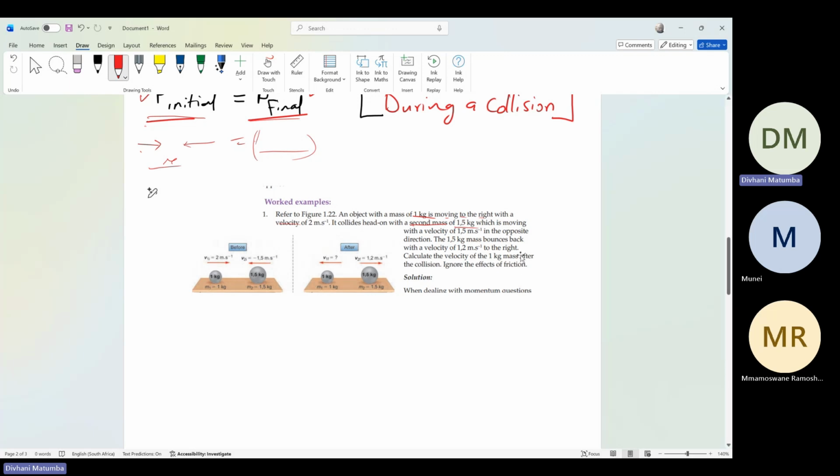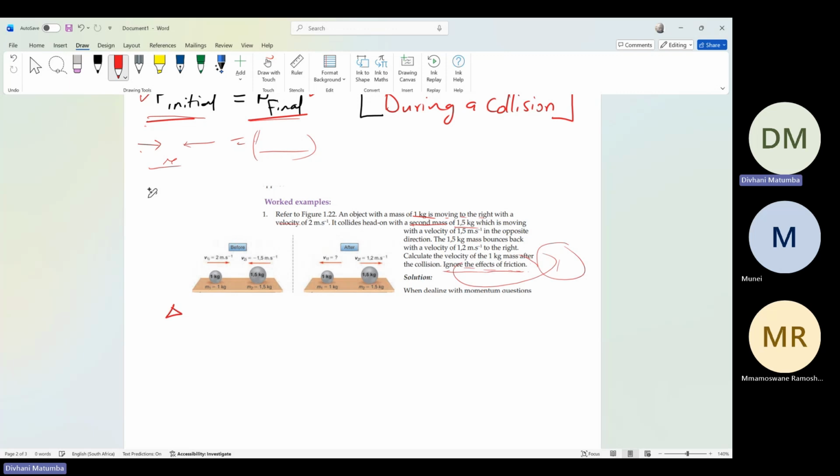Now, they said calculate the velocity of the 1 kg mass after collision. Ignore the effects of friction. Why are we ignoring the effects of friction? Because if we allow for friction, we are no longer dealing with an isolated system. An isolated system is unaffected by any external force, and friction is an external force. We don't want it.